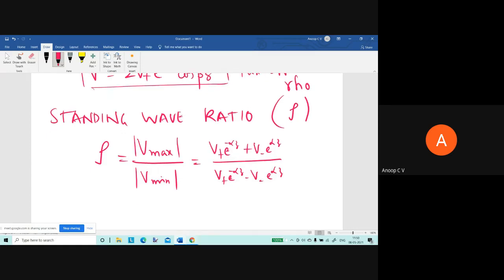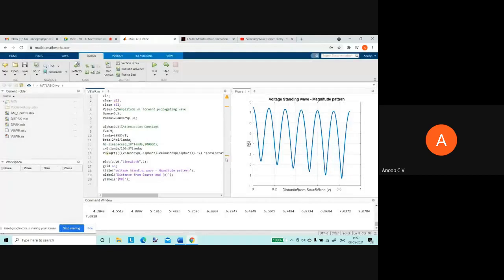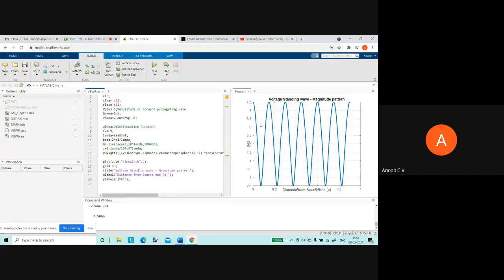If you see this MATLAB simulation, I'll just make alpha 0 and simulate again. Alpha can be anything, it's not a problem.